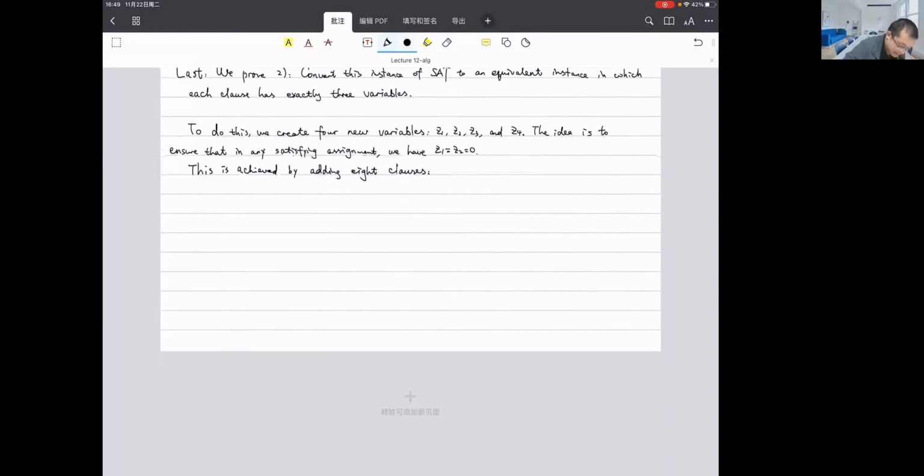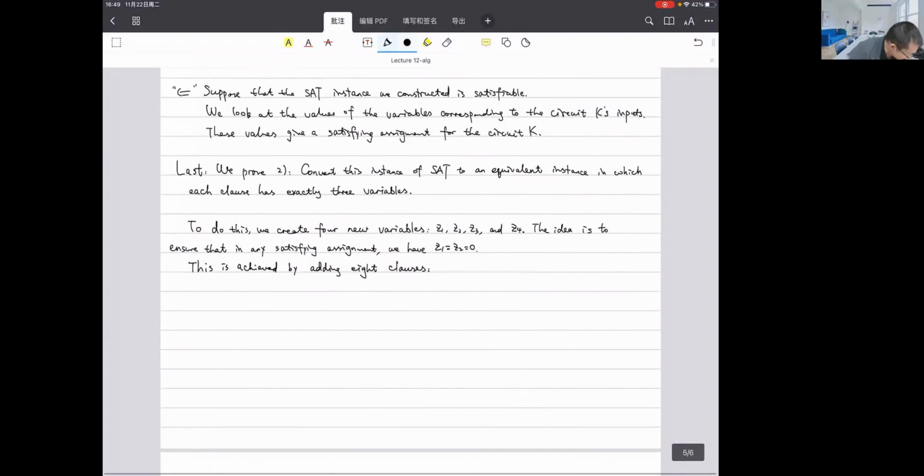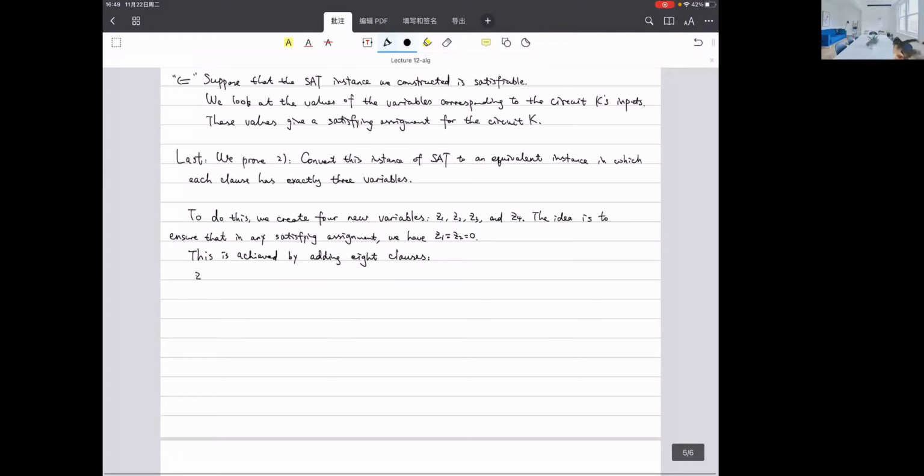So what do we do for this? We add such kind of 8 clauses. So we have this Z1 bar with Z1, where a bar of a variable just means a not of a variable. So like a not of Z1 or Z3 or Z4. And basically, we just go over all the possible choices of the Z3 and Z4 here.